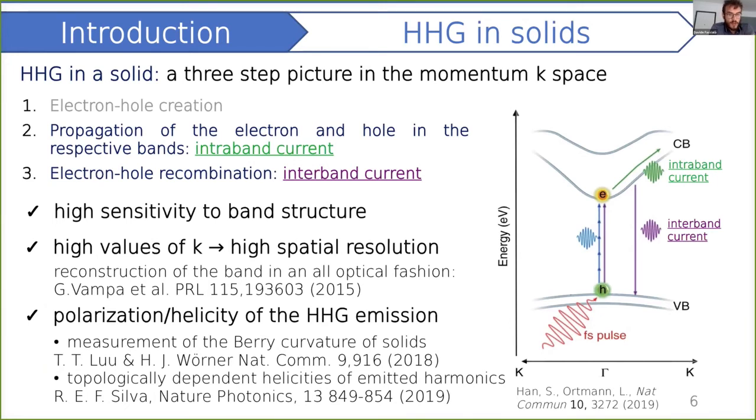In this case, we can still use a three-step model to describe the process, where in the first step, we have a creation of the electron-hole couple. In the second step, the propagation of electron and holes in the respective bands. And in the last step, the electron-hole recombination. The remarkable difference with respect to HEG in a gas is that now we have emission of radiation, both in the propagation and in the recombination step. And also, as you learned today from the talk of Thomas Fennell, probably also in the ionization step.